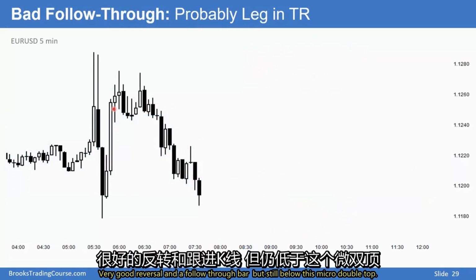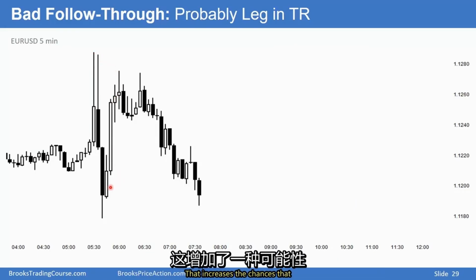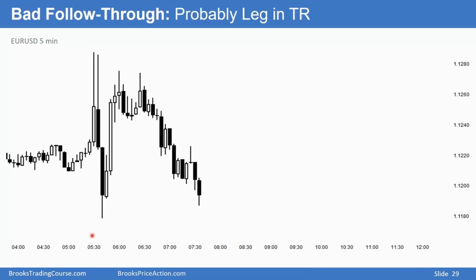Very good reversal and a follow-through bar, but still below this micro double top. That increases the chances that this is just a test of the high and part of a developing bear channel or a bull leg in a trading range.